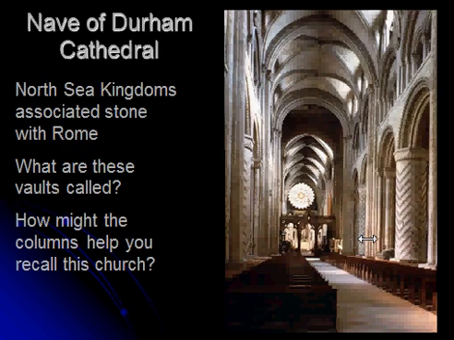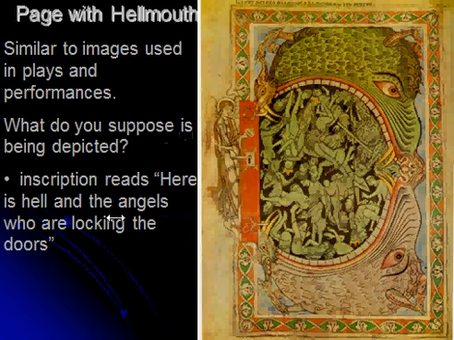And it says, "How might the columns help you recall this church?" Well, Chevron and Durham. I don't know how that reminds me of anything, but you just have to remember it. North Sea art. Oh, this was the Hellmouth where they said everyone goes to hell, even the kings and queens, and it just shows how the Vikings are very, very violent.